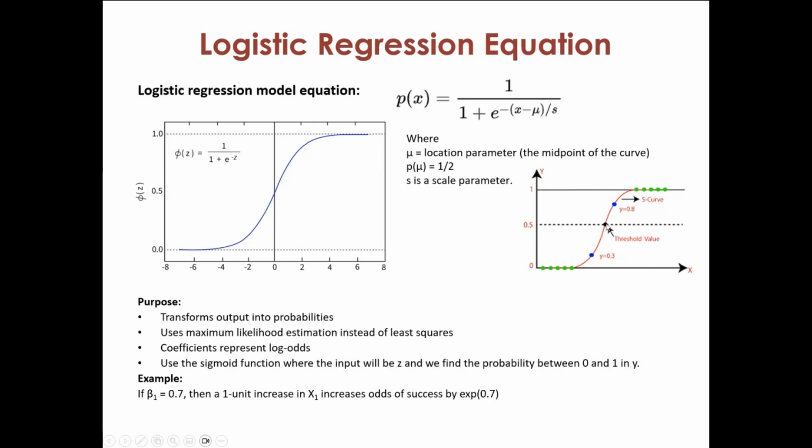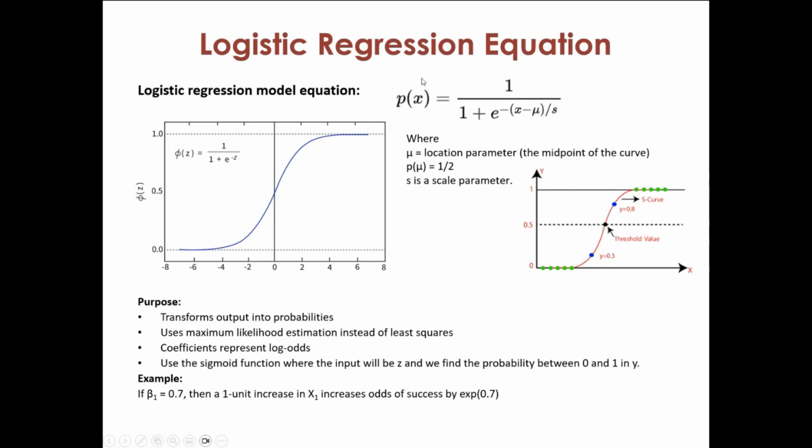Okay, so the threshold value here is the midpoint. Yeah, the midpoint, because the midpoint is the location on the x-axis where the y is 0.5. It's called midpoint because it's halfway between 0 and 1.